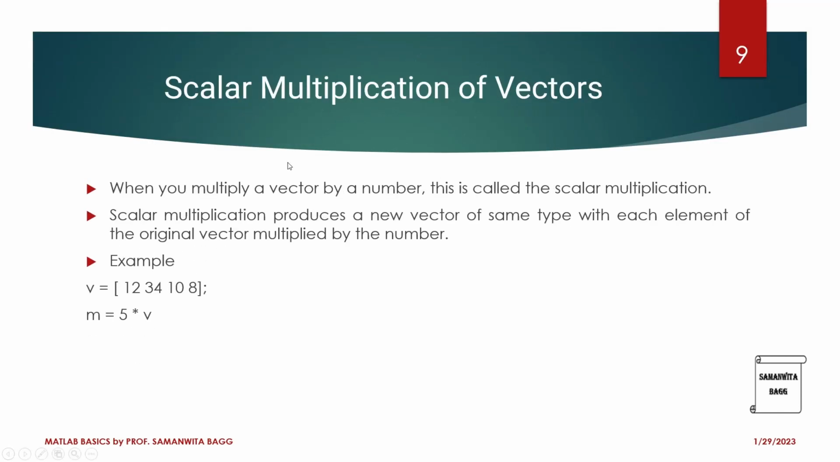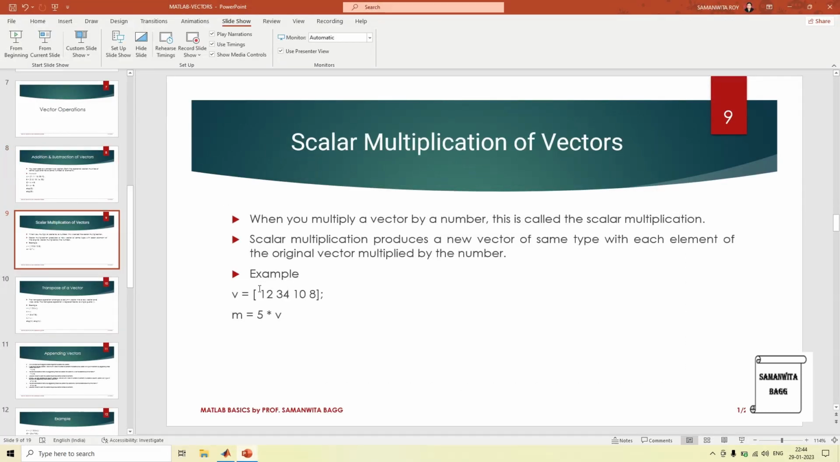Next, we'll talk about scalar multiplication of vectors. When you multiply a vector by a number, it is called scalar multiplication. Scalar multiplication produces a new vector of the same type, which means the number of rows and columns remain the same, with each element of the original vector multiplied by the number. So suppose V is a vector which consists of these four numbers, and M is the scalar multiplication obtained by multiplying each element by the number 5. Then we will see what is the result in MATLAB.